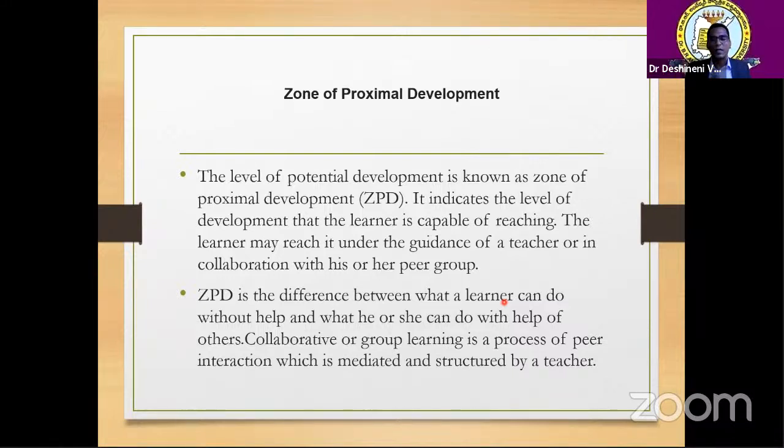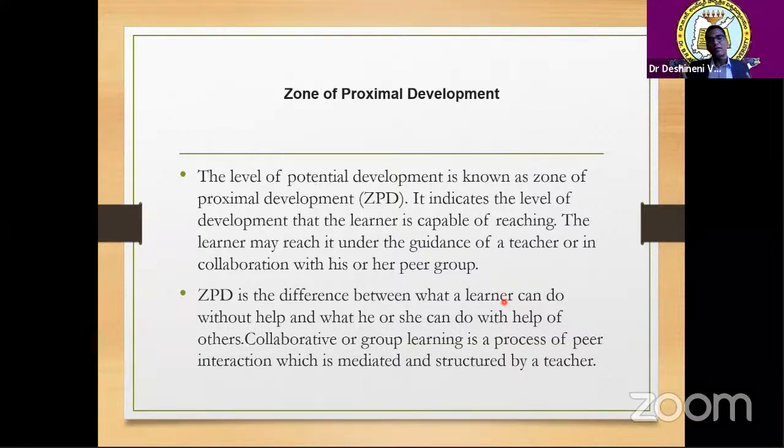ZPD indicates that the learner may reach it under the guidance of a teacher or in collaboration with the peer group. So, in the zone of proximal development, the teacher plays an important role or the peer group plays an important role.